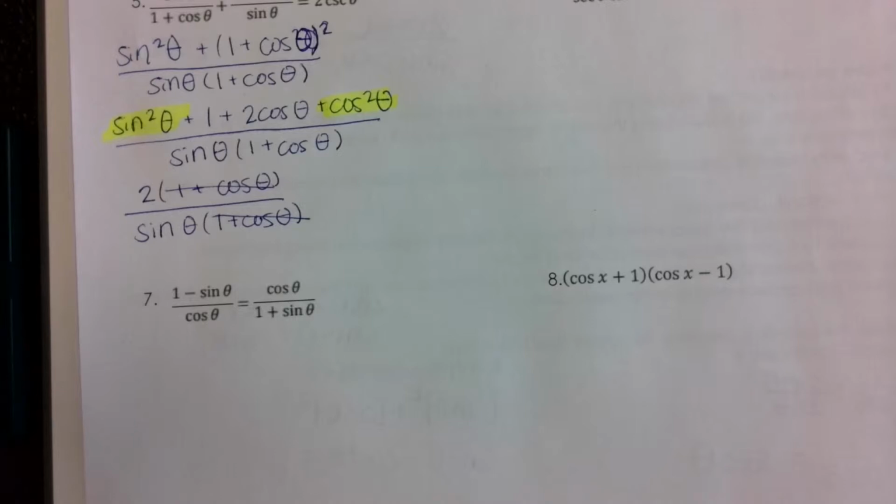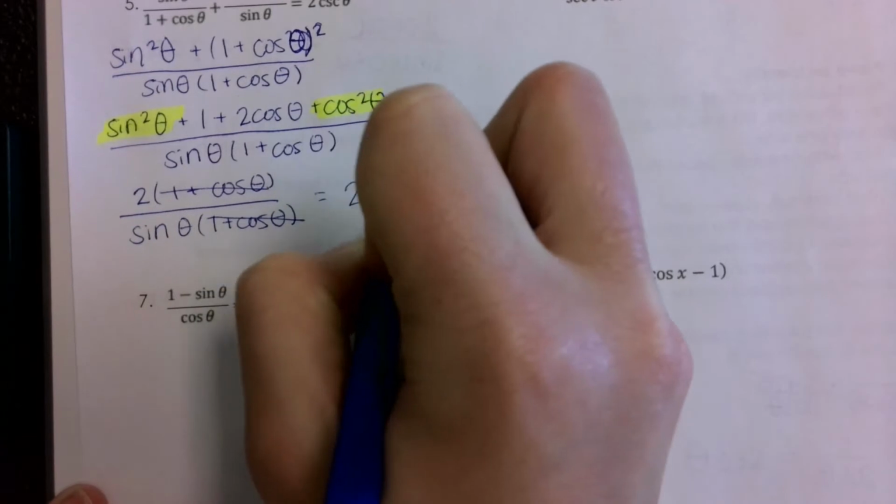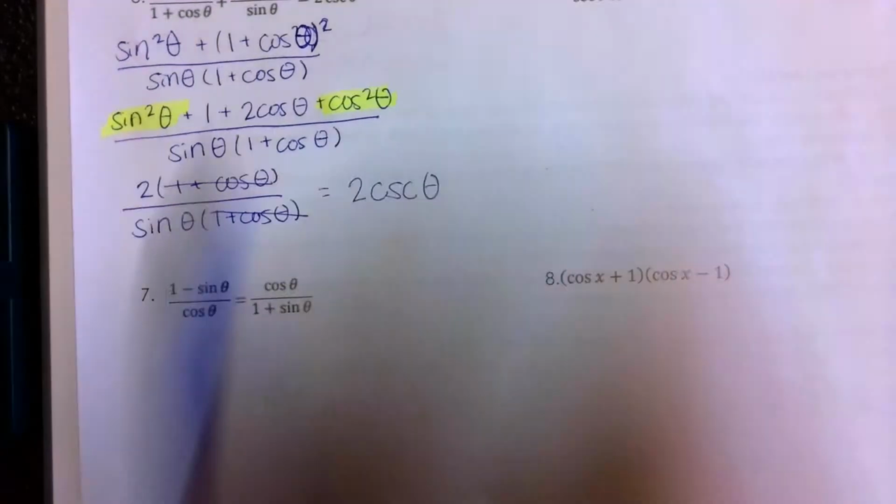And we did that before. What is 2 over sine? 2 cosecant. And that's what we were trying to prove, so we're good to go there.